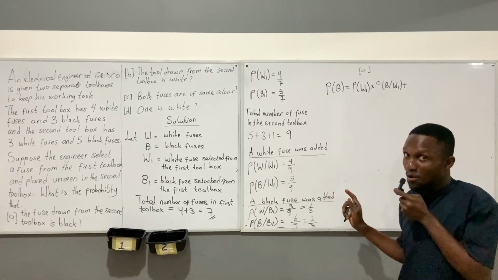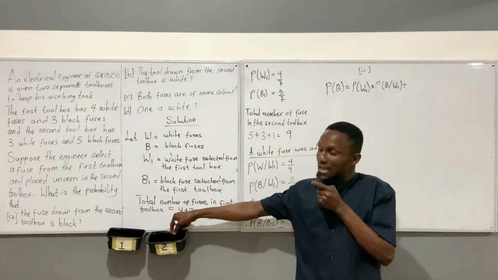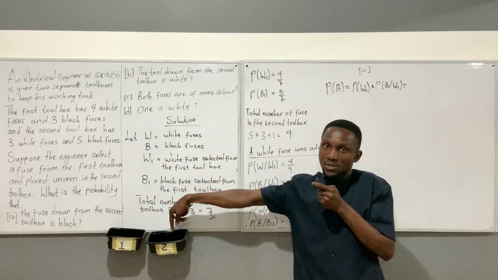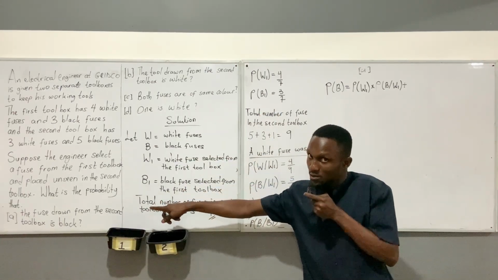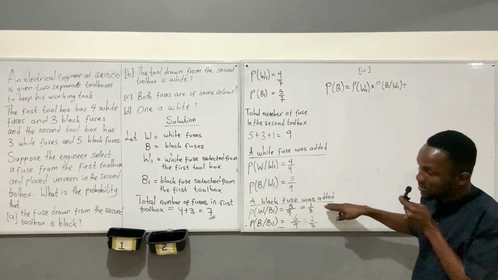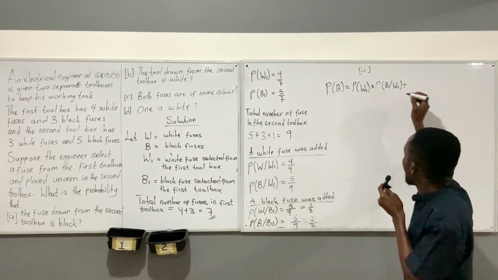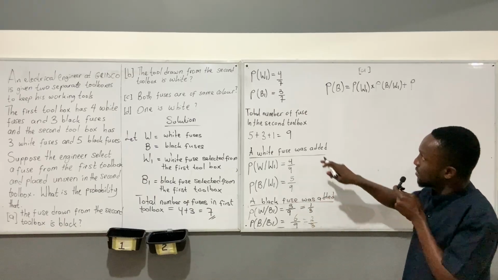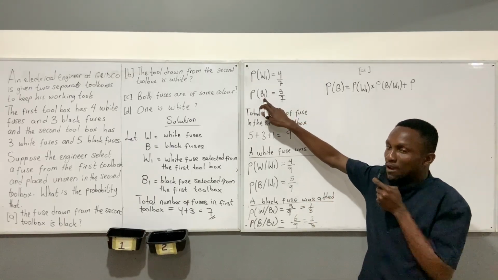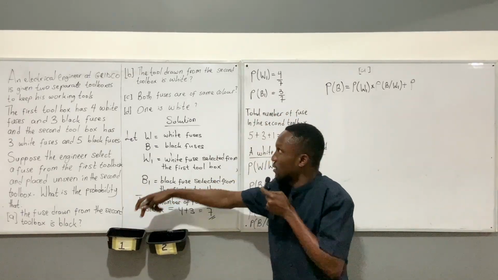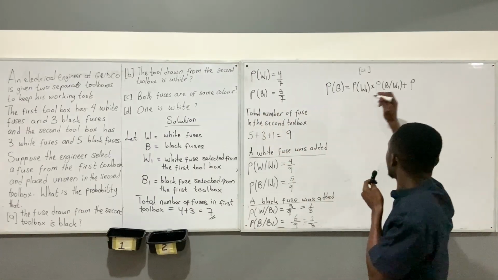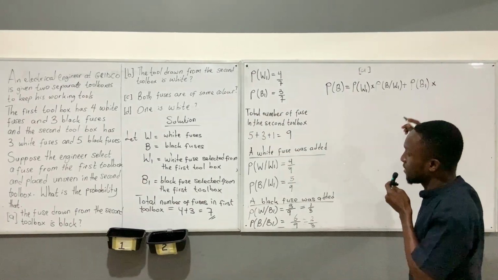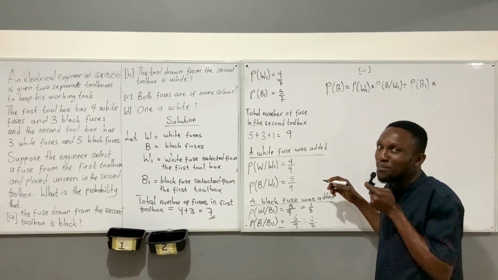Now we are assuming that we are looking for the probability that he picked a black fuse from here and a black fuse was added from the first toolbox. That's what we are looking for. So we are going to use this scenario. So now I'll add the probability that a black fuse was added. Where is it? Here. That black fuse was coming from box 1, so we have to use B1. So I'll use B1, multiplied by the conditional probability.